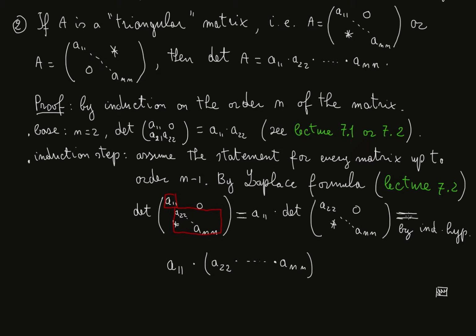We have that this expression equals a11 times the product of all the elements of the diagonal of this submatrix, which is exactly what we wanted to prove. This is exactly the thesis of our statement here, statement number 2.